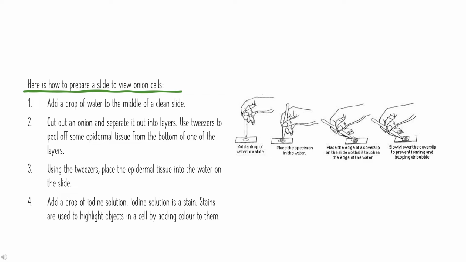First, you have to add a drop of water to the middle of a clean slide, and then cut out an onion and separate it out into layers. Second, use tweezers to peel off some epidermal tissue from the bottom of one of the layers. Third, using the tweezers, place the epidermal tissue into the water on the slide. Fourth, add a drop of iodine solution. Iodine solution is a stain. Basically, stains are used to highlight objects in a cell by adding color to them.